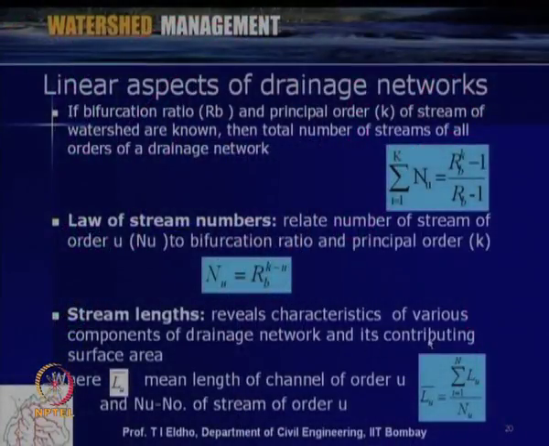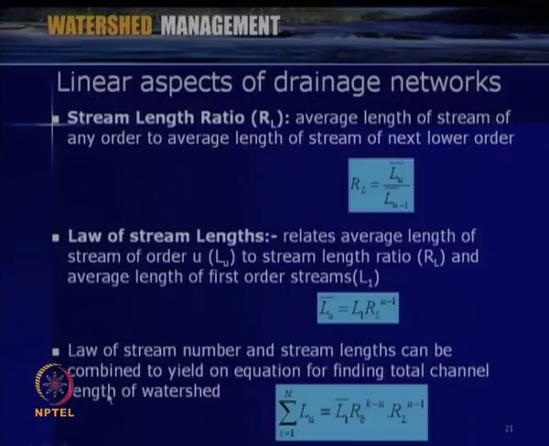Then stream length we can define as it reveals the characteristics of various components of the drainage network and its contributing surface area. So, if Lu is the mean length of the channel of order u, Lu bar is equal to sigma i equal to 1 to n Lu divided by Nu, where Nu is the number of streams of order u. So, that is another definition, stream length.